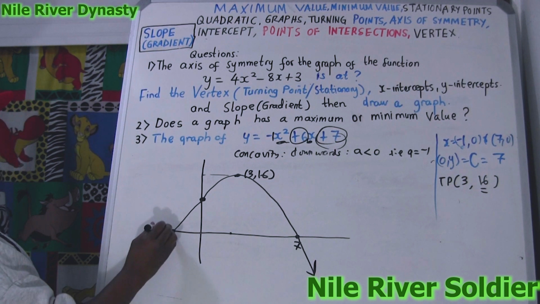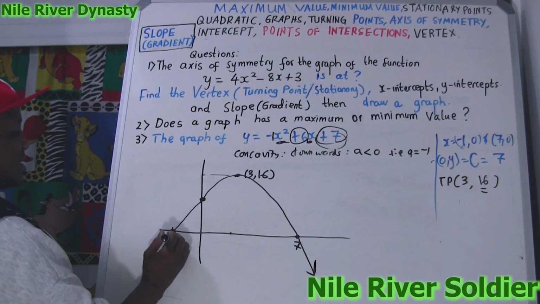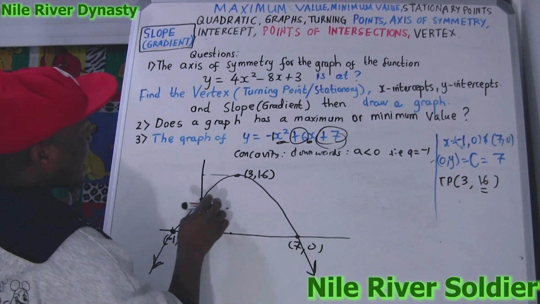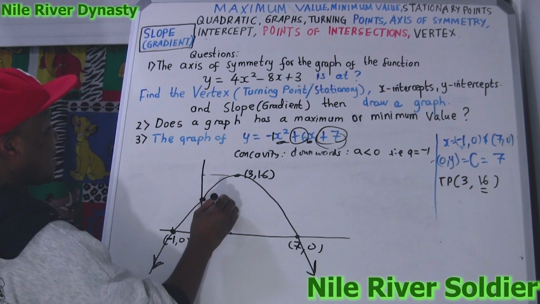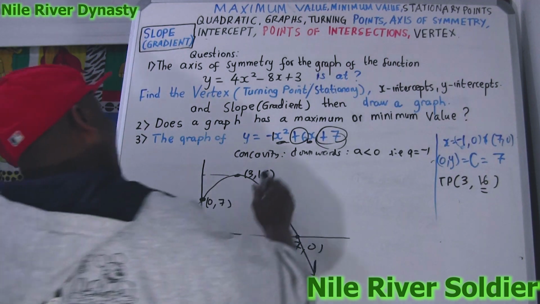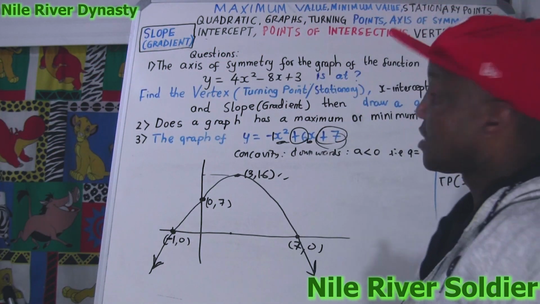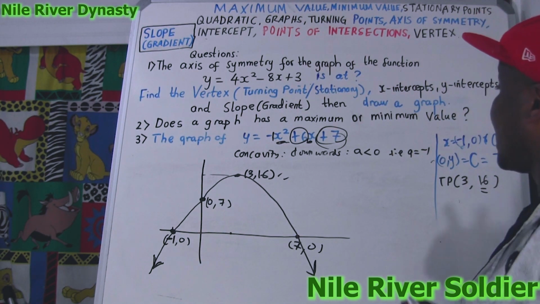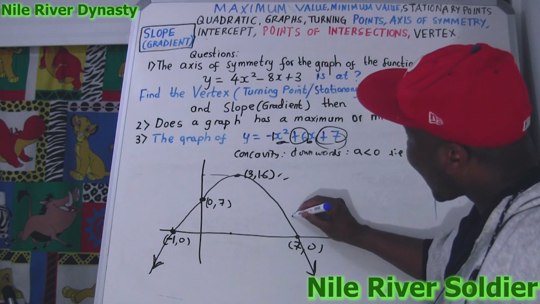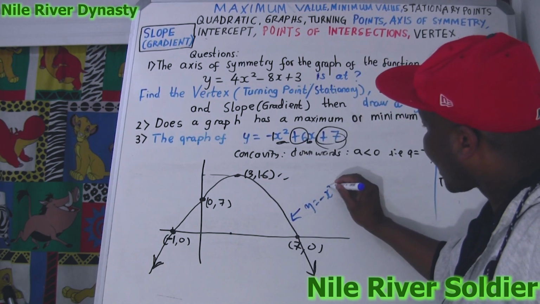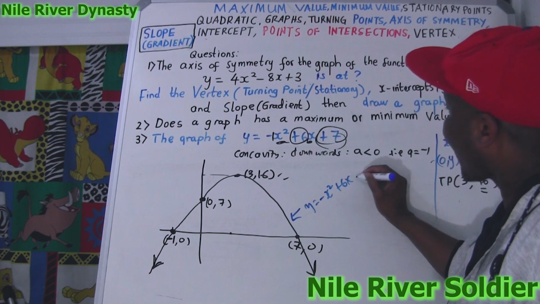Done. We have the x-intercepts, which are negative 1 and 0, and 7 and 0, and the y-intercept is 0 and 7. That's how you draw it, and this is our turning point, or you can say vertex, or stationary point in this case. When you finish, make sure you label which equation this graph is for: negative x squared plus 6x plus 7.